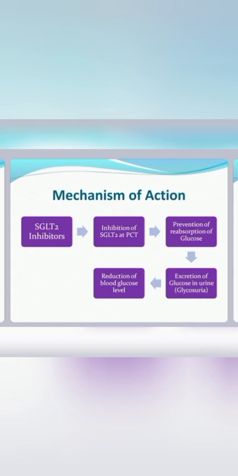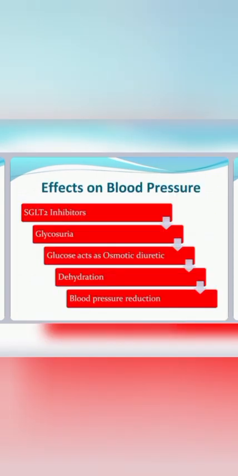Now we will discuss the mechanism of action of SGLT2 inhibitors. SGLT2 inhibitors inhibit SGLT2 at the PCT. They prevent reabsorption of glucose, and glucose is excreted through urine. It appears in urine as glucosuria, causing reduction of blood glucose level. Now we will discuss how it affects blood pressure. SGLT2 inhibitors cause glucosuria, and glucose acts as an osmotic diuretic, due to which it causes dehydration, and when there is dehydration, it causes reduction in blood pressure.